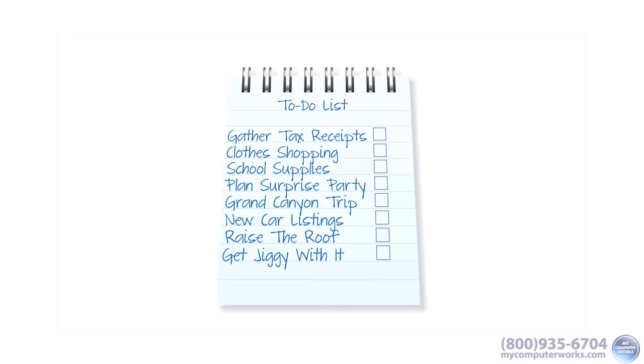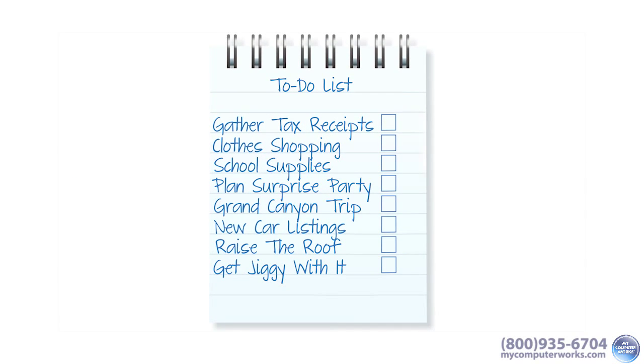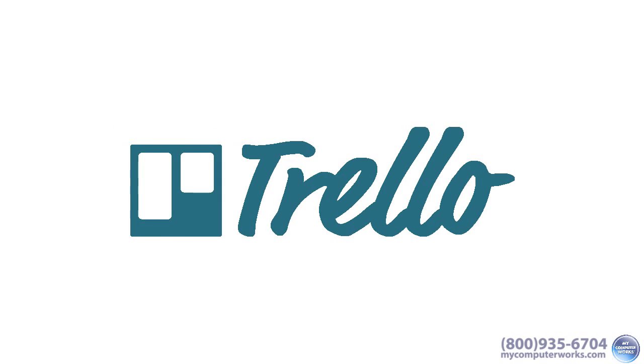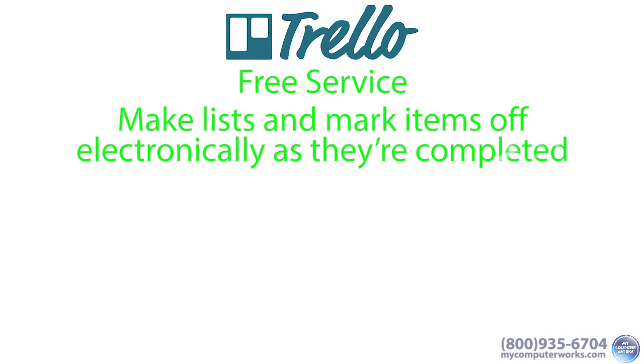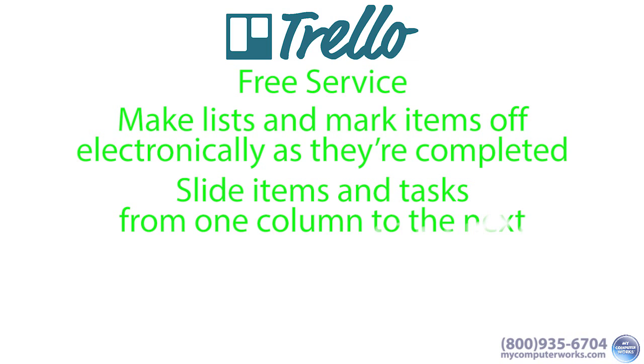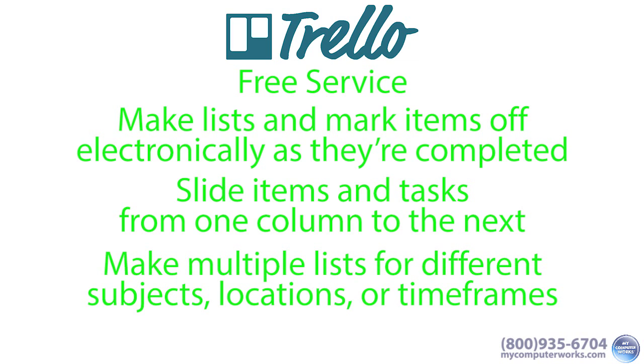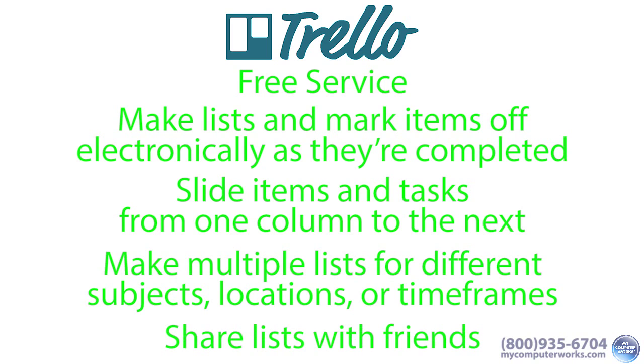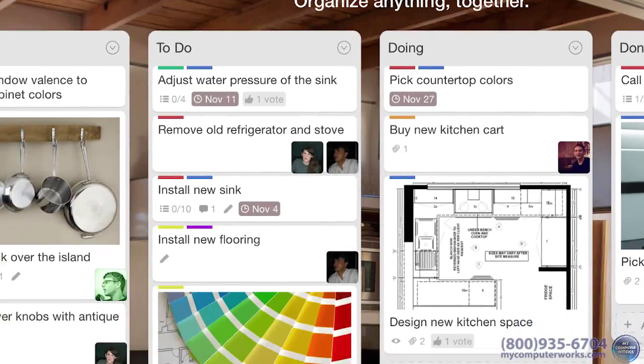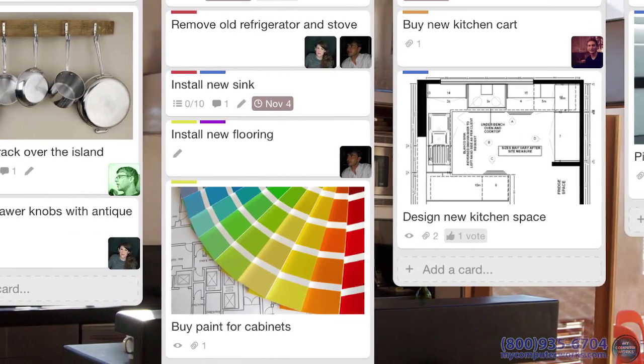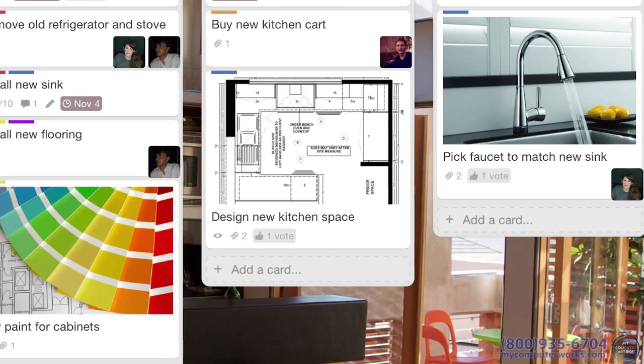Looking for ways to help ease my overwhelming task list, one program I've found particularly useful is called Trello, and I use it on my computer and mobile devices. This free service allows me to make lists and mark them off electronically as they're completed. You can slide items and tasks from one column to the next, and it even allows me to make multiple lists for different subjects, locations, or timeframes. I can even share my lists with friends who will also be able to add to it. Trello also allows me to add photos, receipts, or scanned documents into the list for great record keeping.